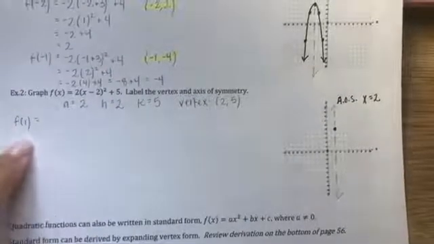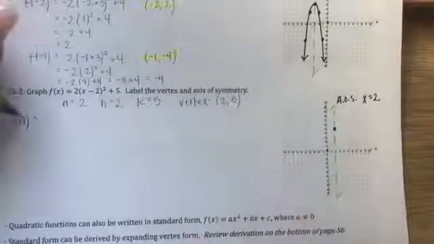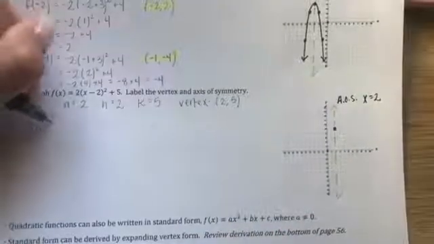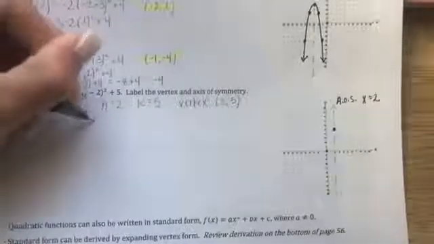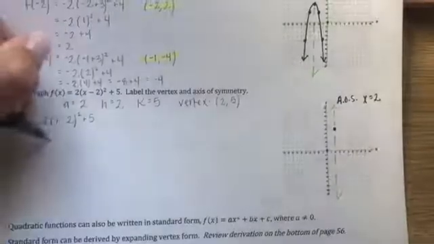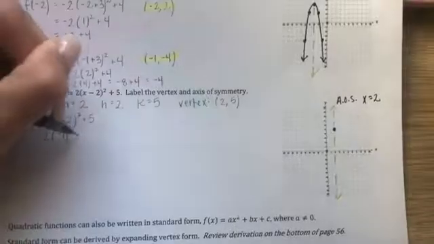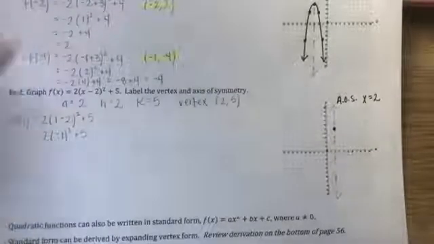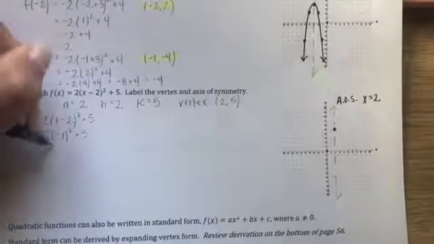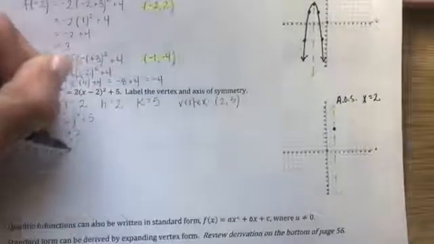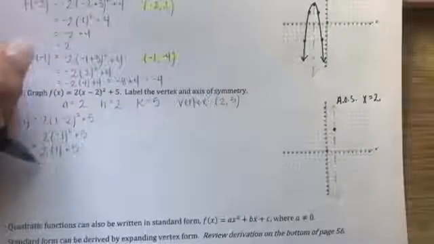So that's my first input value that I'm going to use, and that's going to take me 1 to the left. So for f of 1, I just have to plug in 1 for x. So 2 times (1 minus 2) squared plus 5, and then 1 minus 2 would be negative 1, squared, plus 5. I'm going to square the negative 1 before multiplying by the 2. So negative 1 squared is positive 1, times 2 is 2, plus 5, so 7.